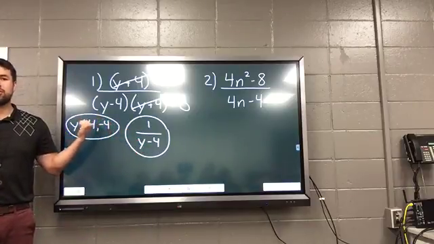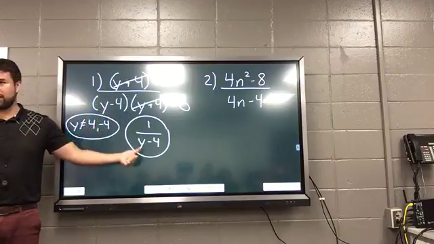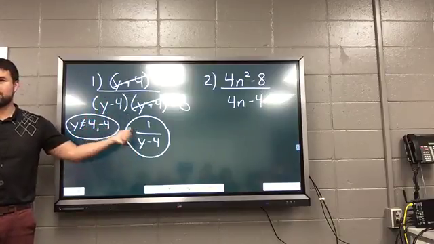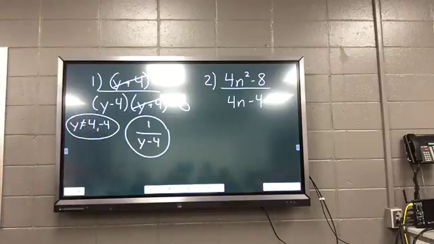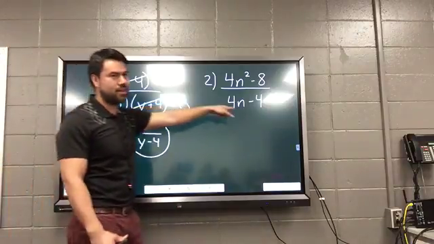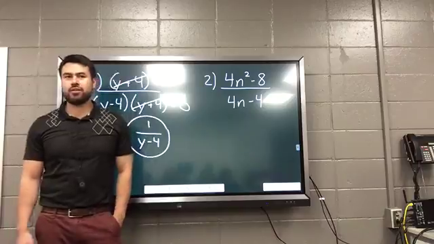How many of you got the excluded values for this number 1? How many of you got the simplified version for number 1? How many of you got both? Okay, so good. Most of us got that one. All right, second one. What are my excluded values?